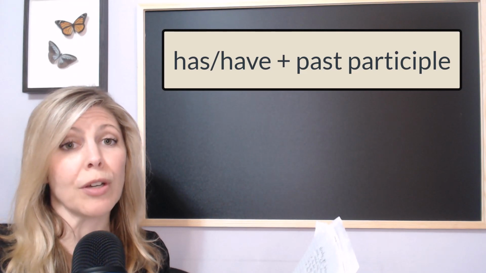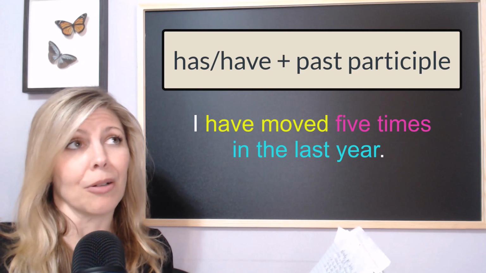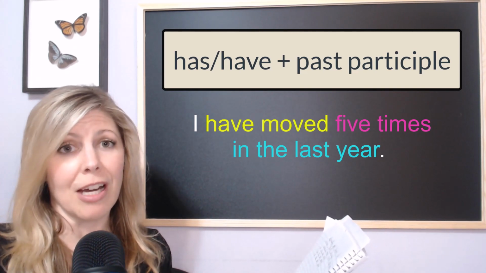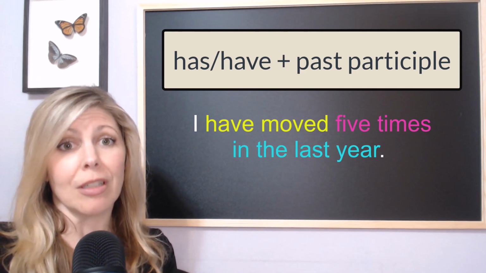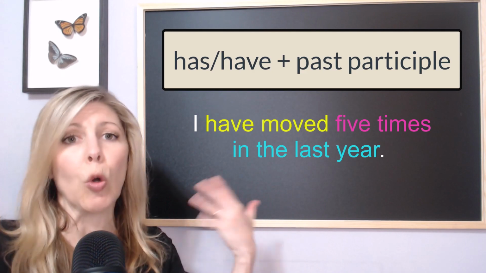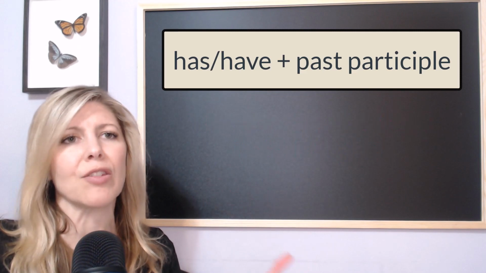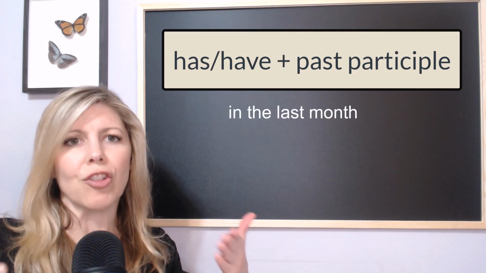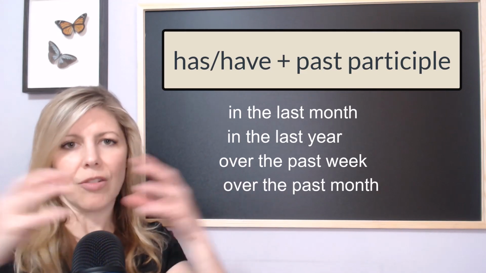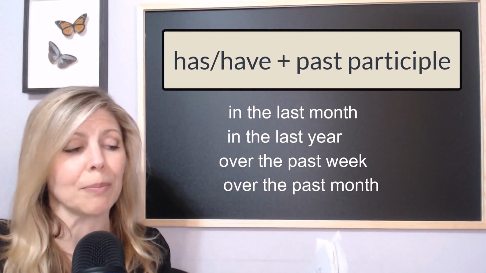I have moved 5 times in the last year. Okay, and two things there. There's 5 times I've moved, 5 different times and within a range of the past year. Okay, we say in the last year. Sometimes people say over the past year. Sometimes you'll hear those expressions. In the last month, in the last year, over the past week, over the past month. Okay, that's basically generally a range of time, not one specific time.